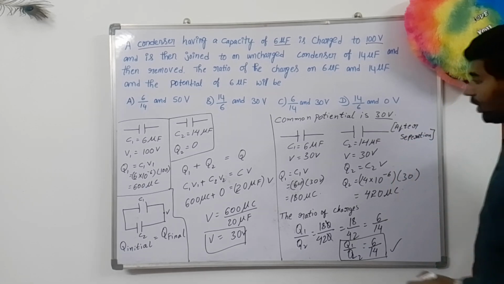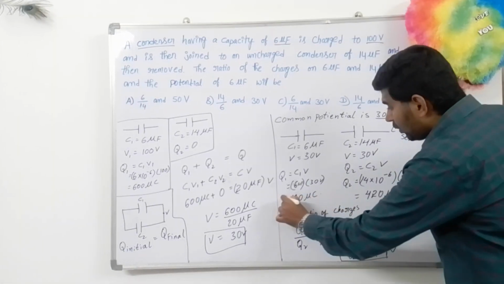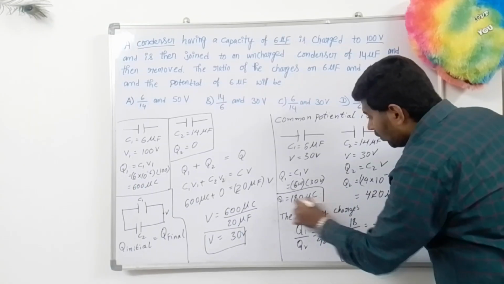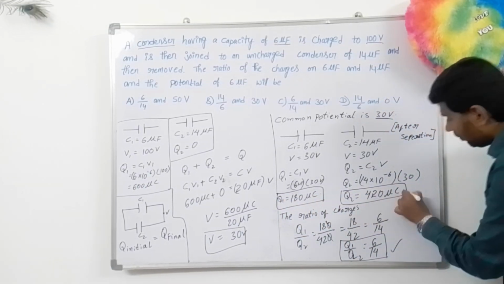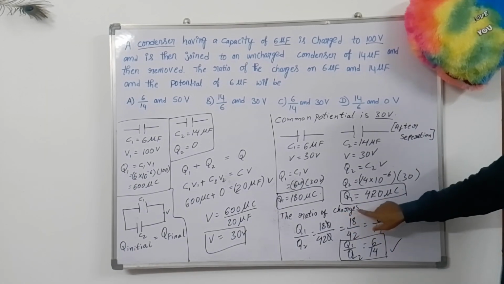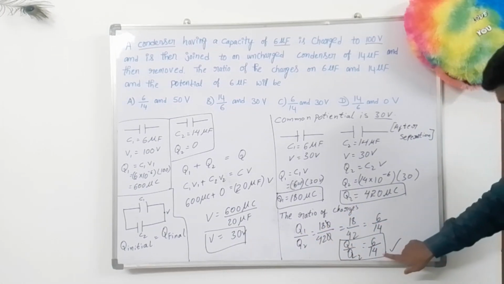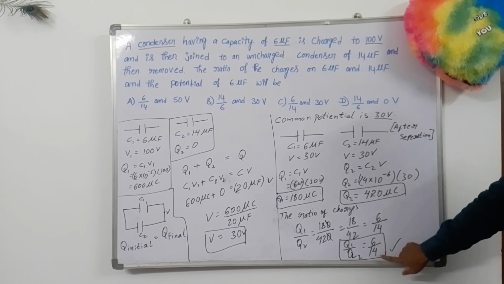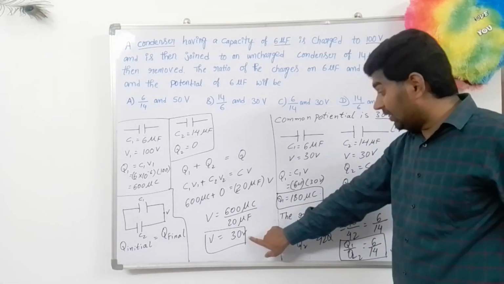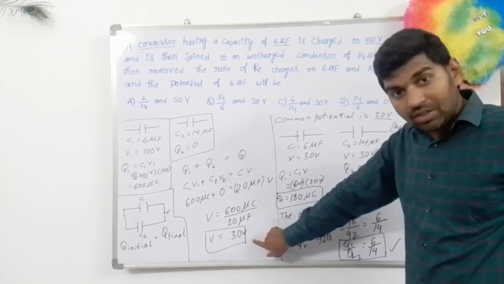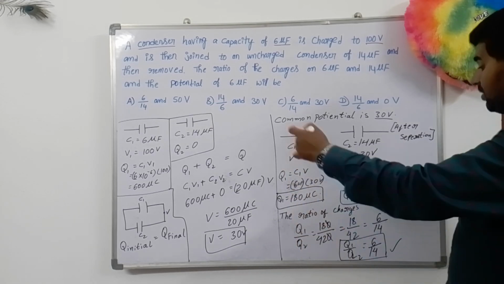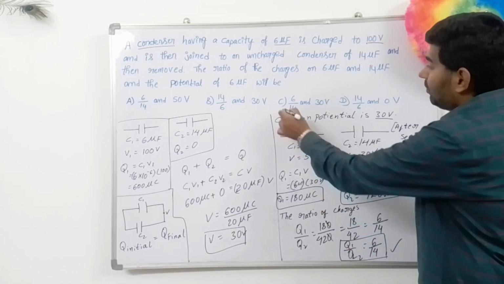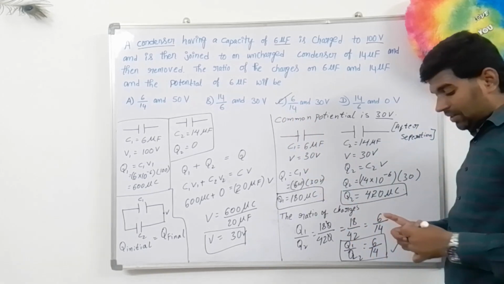After separation, we got Q1, Q2. Q1 is equal to 180 microcoulombs. Q2 is equal to 420 microcoulombs, and we have to find out the ratio of the charges. Q1 by Q2, we got 6 by 14. The ratio of charges 6 by 14 and the potential 30 volts. Nothing but this is the common potential. This is the potential for 6 microfarads as well as 14 microfarads. Now, what is the answer here? 6 by 14 and 30 volts. Option C is correct answer.